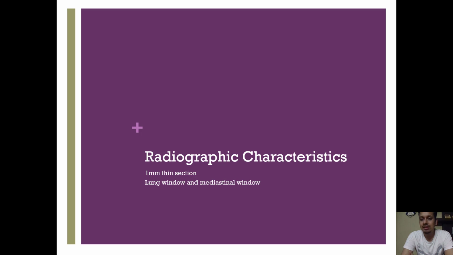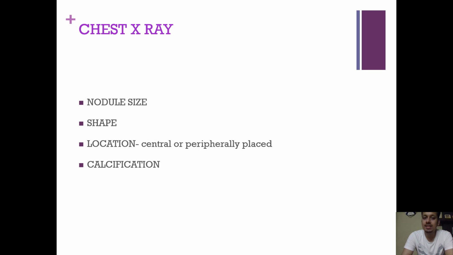So the radiographic characteristics, especially of HRCT, would be that it should be at least 1.5 millimeter thin section. 1 millimeter would be great, but at least less than 1.5 millimeter thin section, and both lung window and mediastinal window have to be seen. On the chest X-ray, the things to be noted are the nodule size. Obviously, the larger the size of the nodule, the more likely it is to be malignant. The shape, whether it is irregular in shape, is also more likely to be malignant.